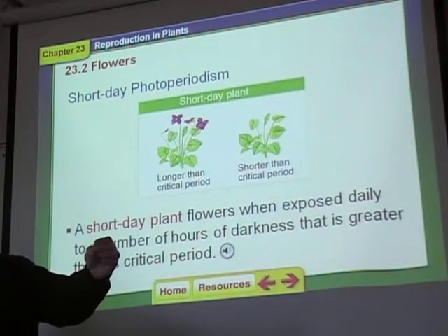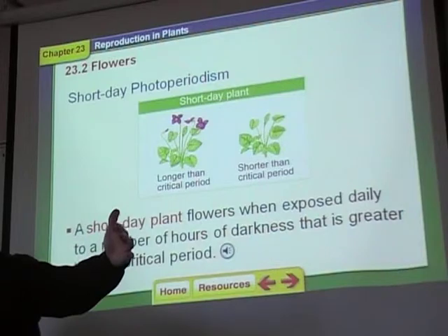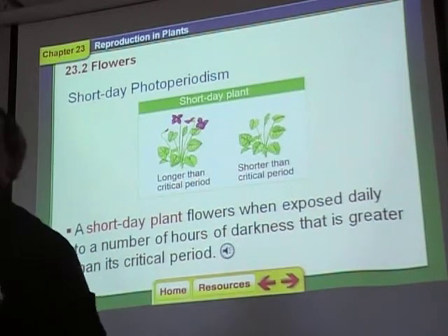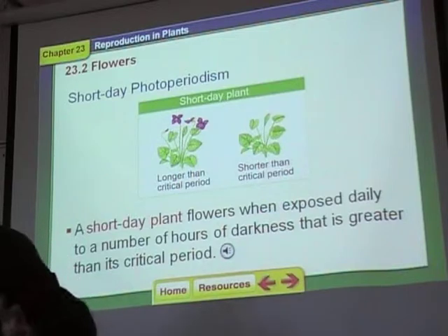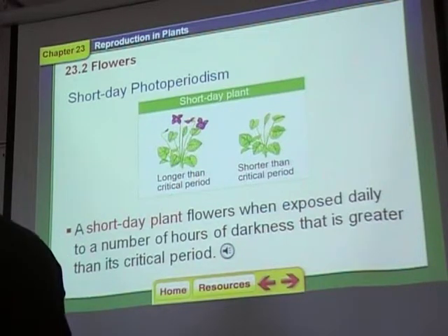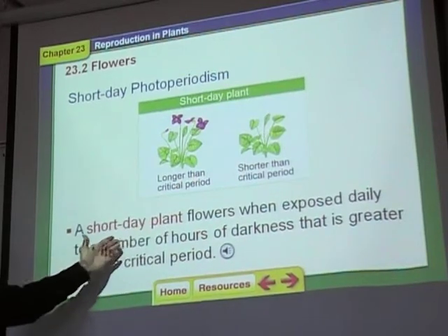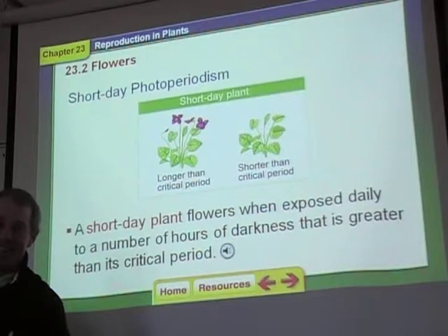The beginning of flower development for each plant species is in response to the range and number of hours of darkness. This range of hours is called a plant's critical period. It's an amount of time. Let's say it's 10 hours. Let's say a plant sits there until it sees 10 hours of darkness or more. And if it sees 10 hours of darkness or more, it's going to flower. So that's called a short day plant, because if it's a long night, then it's a short day. You see what I'm saying?